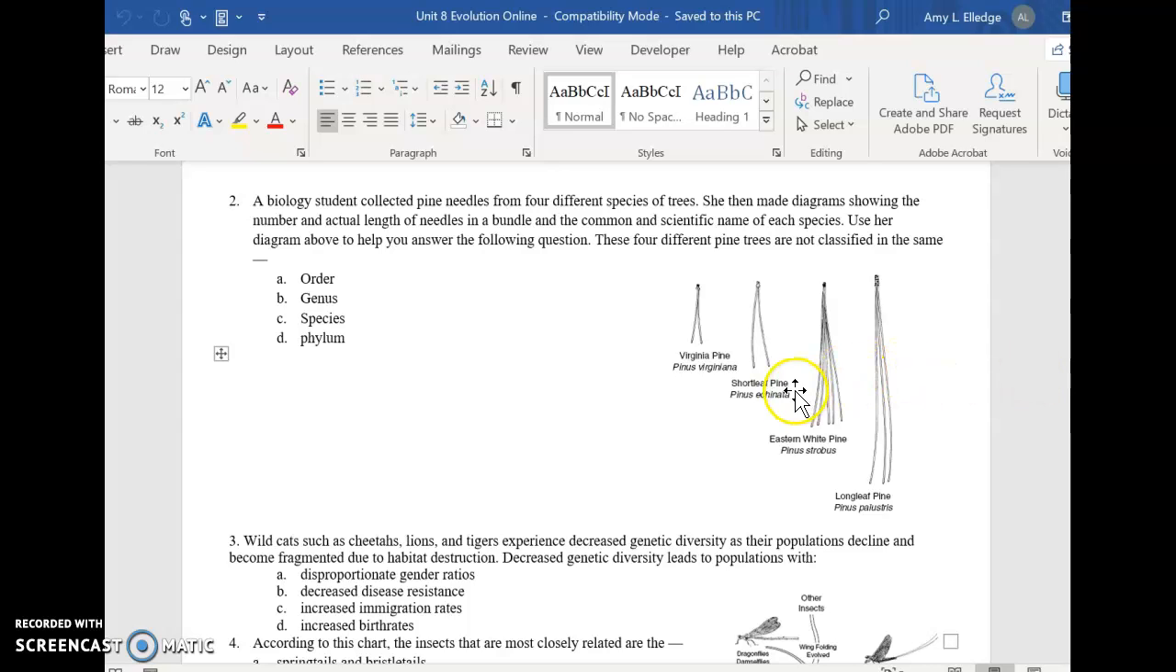Well, if you look at them, they're all in their scientific names, and hopefully you remember scientific name is genus and species. They're all in the same genus, but they're different species. Otherwise, they would be the same thing. So the thing they're not in is going to be C, species. If they're in the same genus, they're in the same levels up the whole way up, okay?